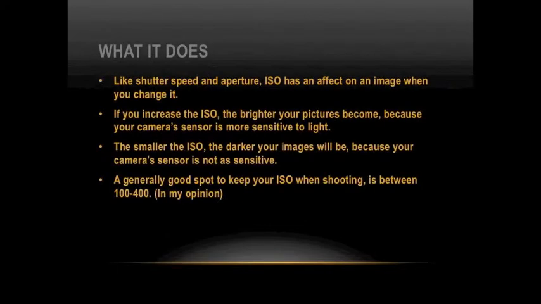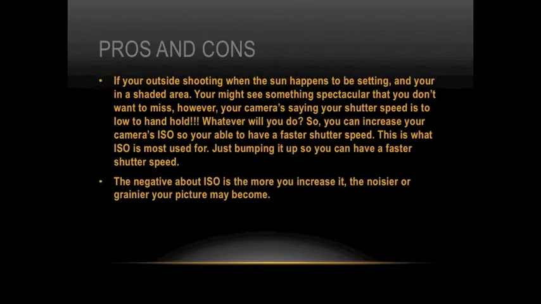So what does ISO do? Well, like shutter speed and aperture, ISO has an effect on an image when you change it. If you increase the ISO, the brighter your pictures become, because your camera sensor is more sensitive to light. The smaller the ISO, the darker your images will be, because your camera sensor is not as sensitive. A generally good spot to keep your ISO when shooting is between 100 to 400 as a low ISO, but that's just my opinion.